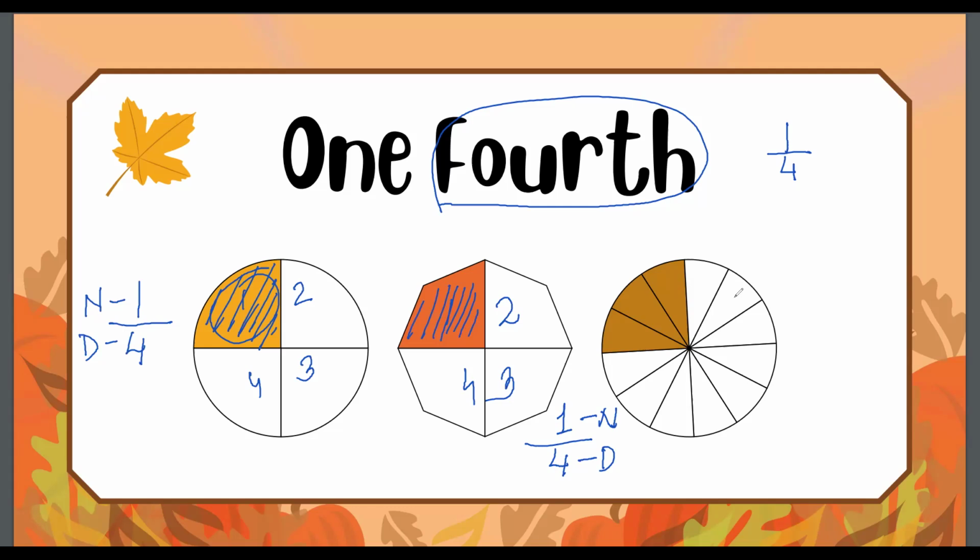Now let's talk about this one. How many parts are there in total? Let's start counting from here: 1, 2, 3, 4, 5, 6, 7, 8, 9, 10, 11, 12. So total we have 12. But how many are colored? Only 3 are colored. So the total parts we write in the denominator, and the number of colored parts we write in the numerator.